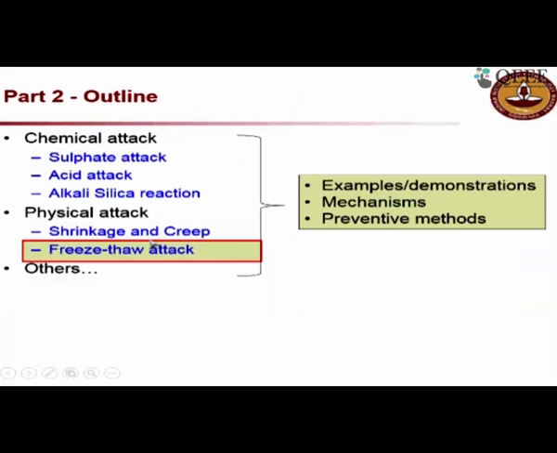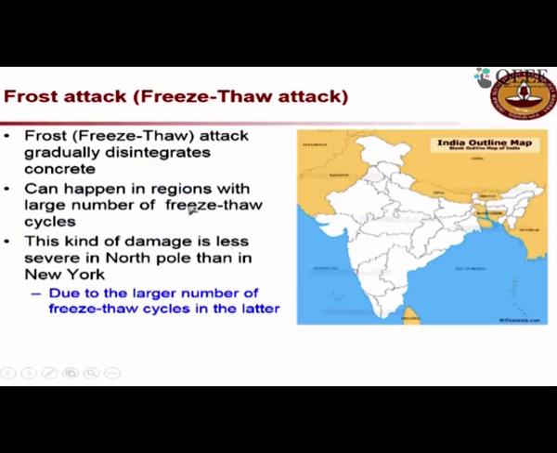Now, let's look at the freeze-thaw attack. In India, we don't have much of a problem with freeze-thaw, except in the northern boundary and some parts of Rajasthan, where you have very extreme climate and freezing and thawing can happen. If you are talking about the North Pole, it's always frozen, or Antarctica, it's always frozen, there is no cyclic action. What we are worried about is the freeze-thaw cycle. That is more important to consider.